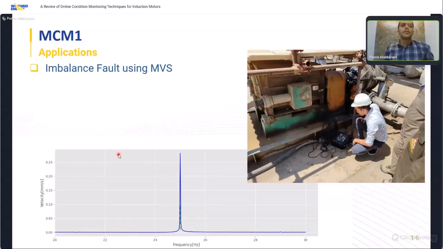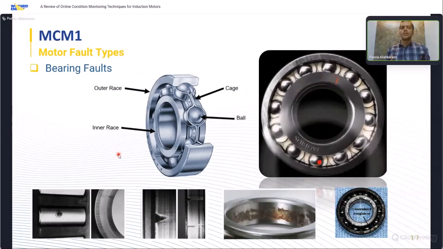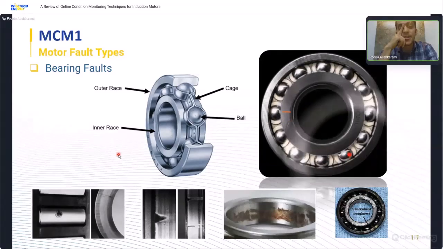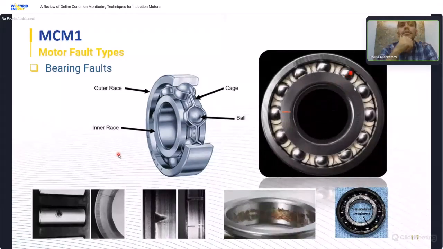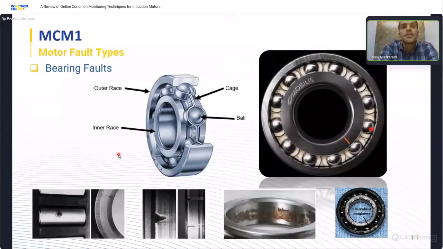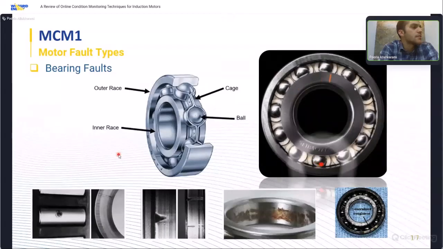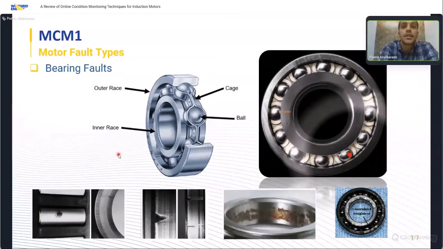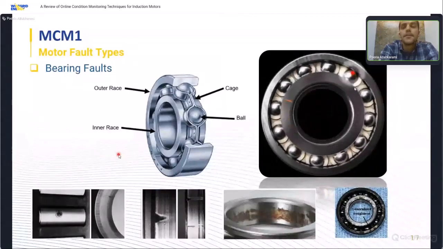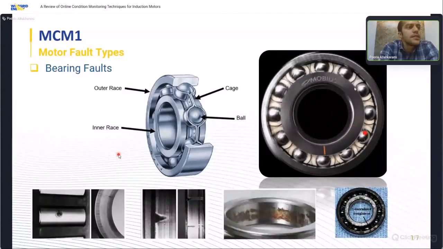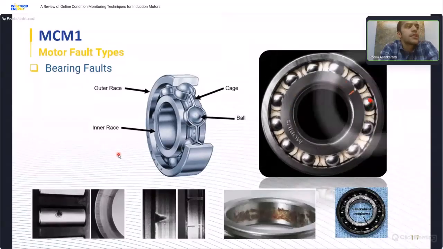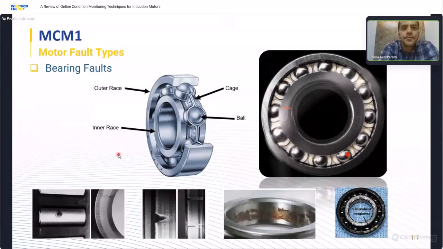The next and one of the most critical sections of the motor is the bearings, usually the most common source of motor failure. A bearing is made of several components. It can be shown here: the outer race, the inner race, the ball, and the cage or the retainer. Consider the red dot in the rotating element has a minor defect or crack.